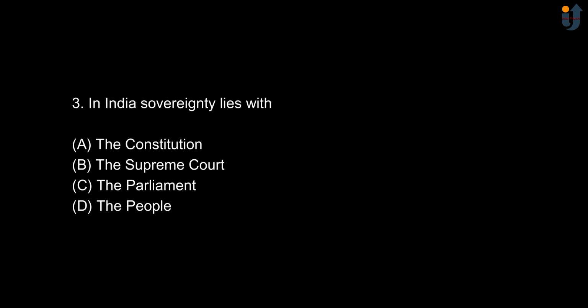Next. In India, sovereignty lies with option A, the Constitution, option B, the Supreme Court, option C, the Parliament, and option D, the people. The correct option is option D, the people.